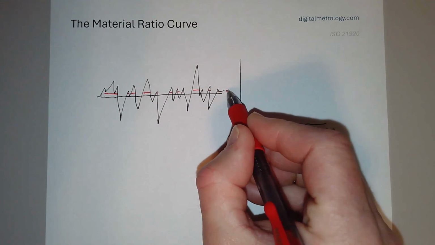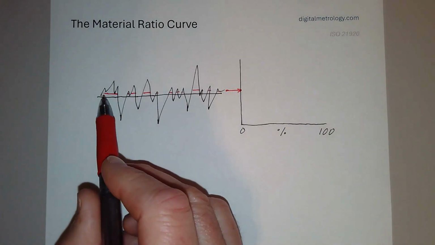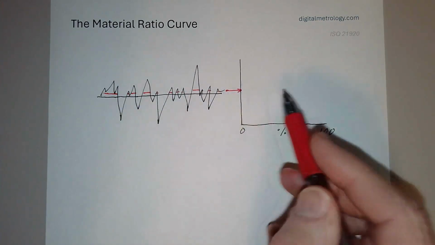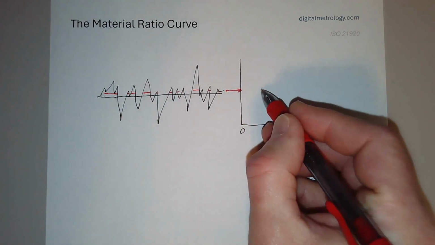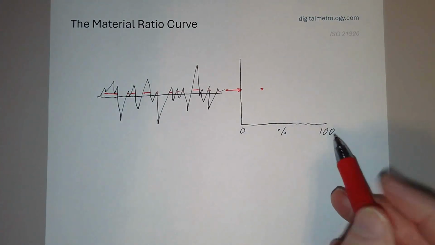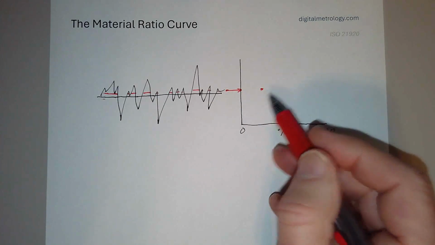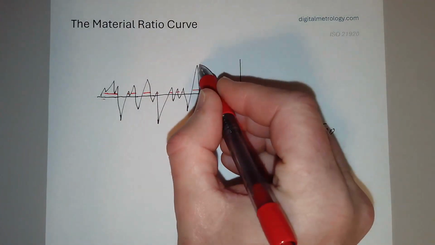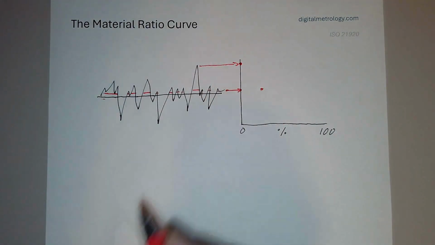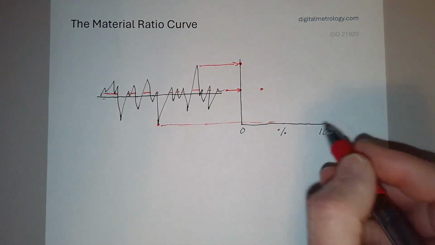So if I sliced it at that depth and sent that depth over here to this curve, I would see that I'm cutting material maybe 20-25% of the time at this particular depth, and I would plot a point at 20 or 25% along this axis that goes from 0 to 100. So at that depth, I have some amount of material, maybe 25%. At the very top of the surface, if I were to slice, I would have 0% material, and at the very bottom, if I were to slice, I would have 100% material.